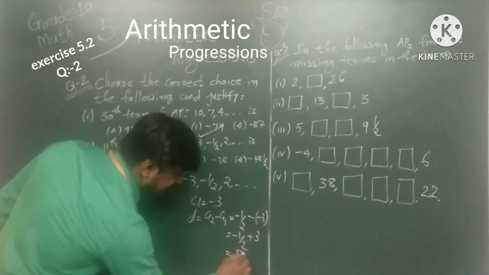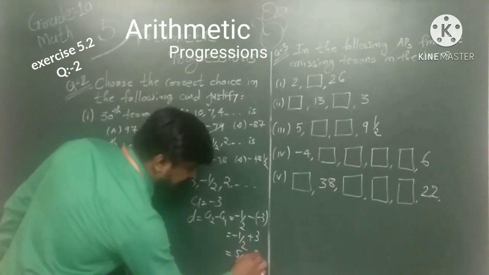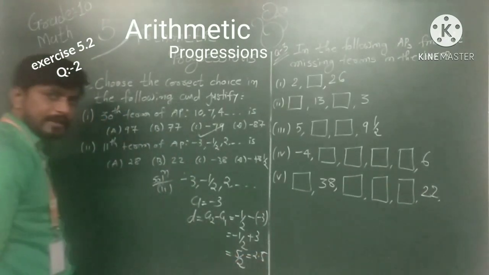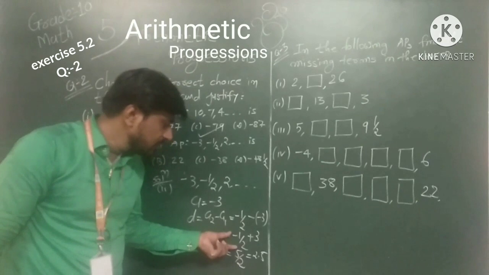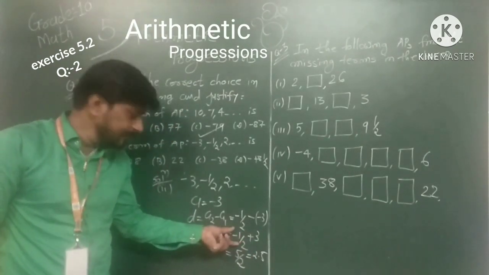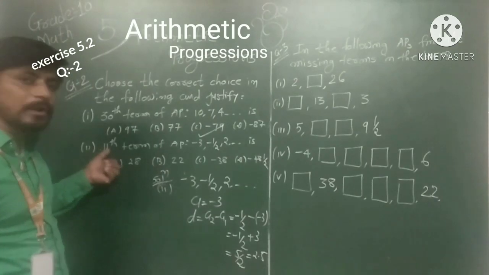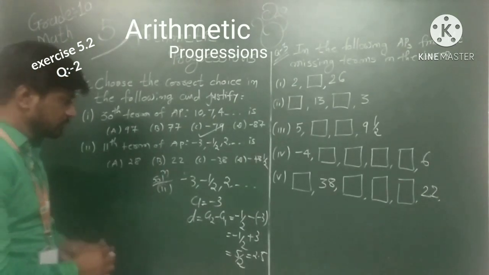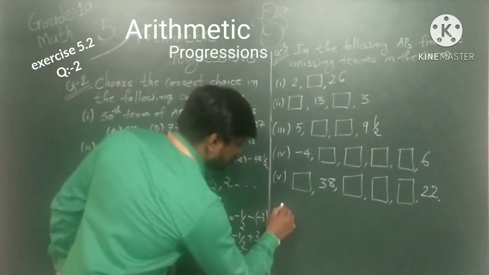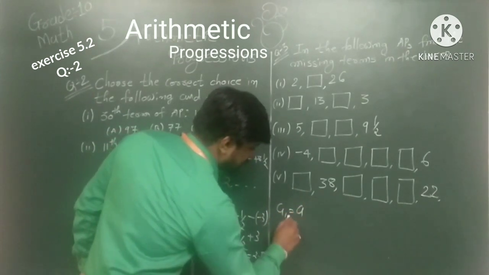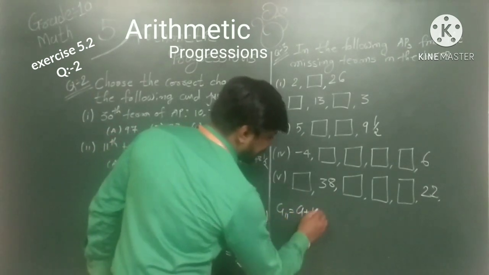That means 2.5, which I can write as 5 upon 2, or you can write 2.5 also, because 3 minus a half is 2.5. Now put the formula of A11. Look here, A11 is equal to A plus 10D.